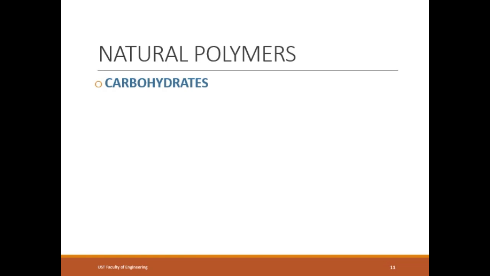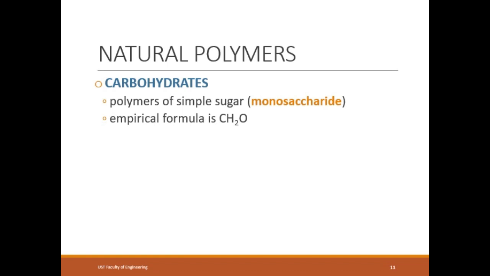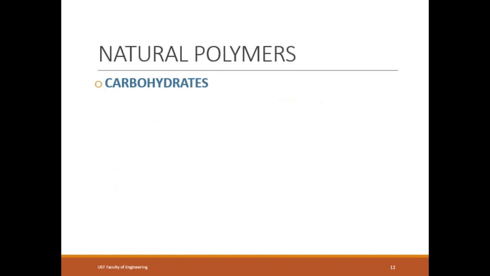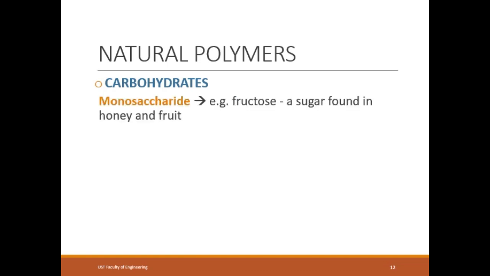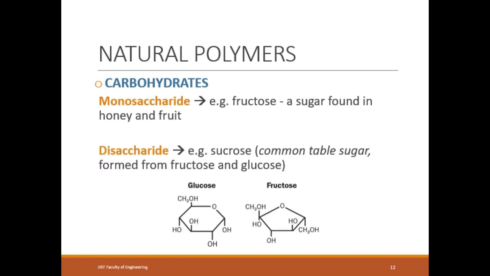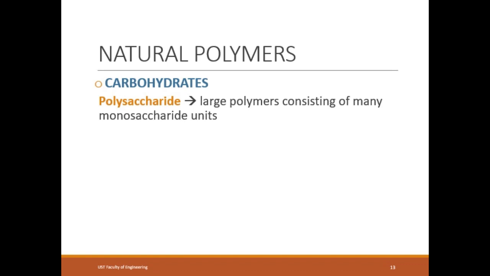The next type of natural polymers are the carbohydrates, which are generally defined as polymers of simple sugar or monosaccharide. Their major functions are for food storage and structural material. Sugars are classified as monosaccharide, disaccharide, and polysaccharide. Monosaccharide is the simplest form of sugar, such as fructose, which is mainly found in fruits. Disaccharide is a combination of two monosaccharides, such as sucrose, known as table sugar, which is formed from fructose and glucose. And then we have polysaccharide, which consists of more than two monosaccharide units.